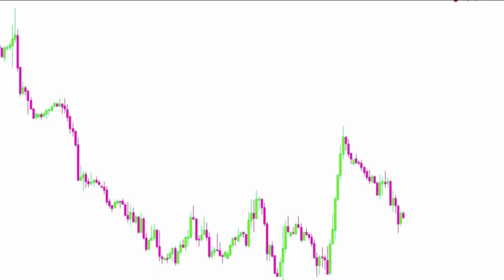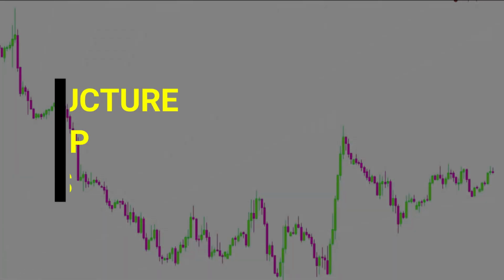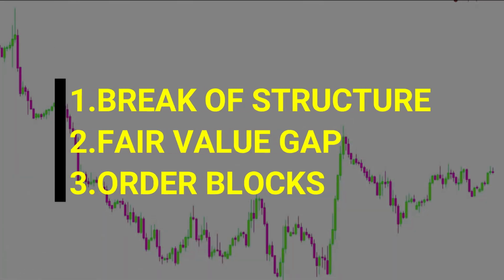Now before we dive deep into the best ways to draw valid demand and supply zones in the market, let us learn some of the smart money concepts which are necessary to plot a valid demand and supply zone. We need to learn about these 3 concepts in order to plot a demand and supply zone. Break of structure, fair value gap and order blocks.